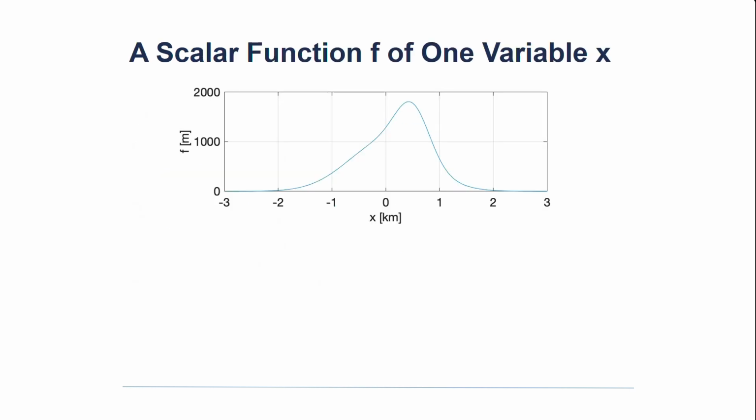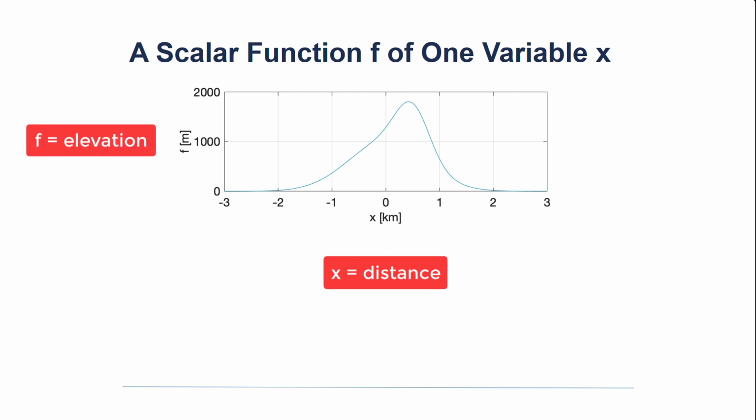So let's begin with something familiar, a simple scalar function f which depends on only one variable x. Let's let x represent something familiar, such as distance, and f also represents something familiar, such as elevation above some reference point. So f is a field that depends on a spatial variable x.